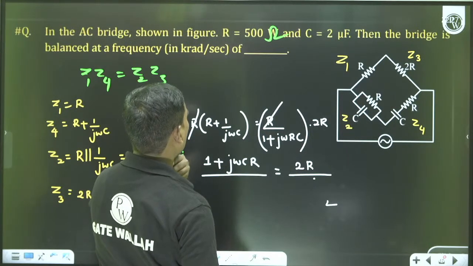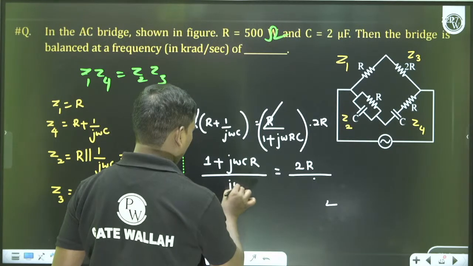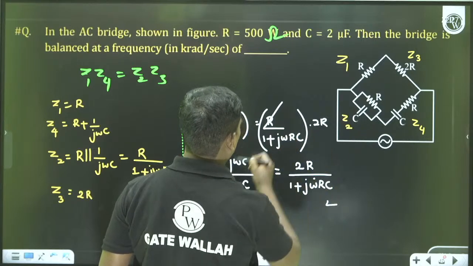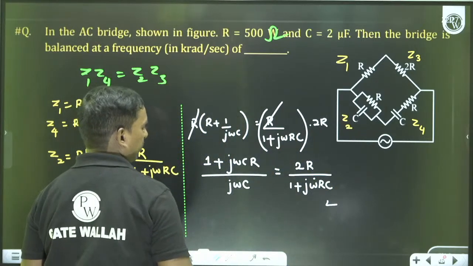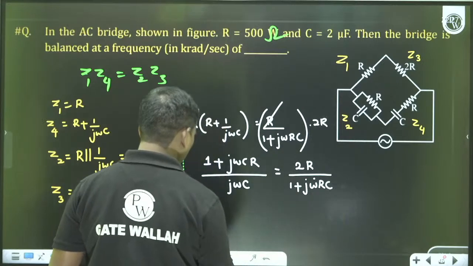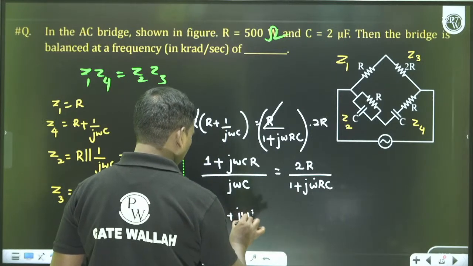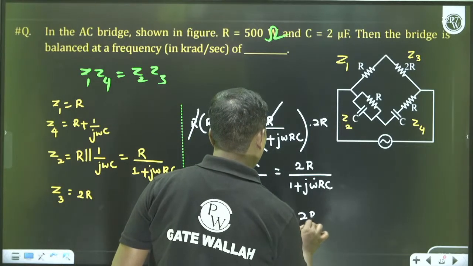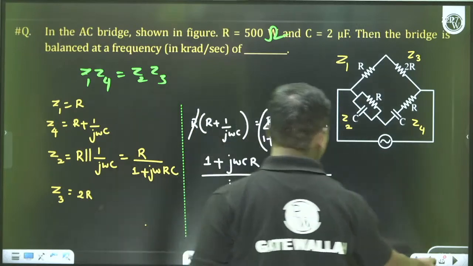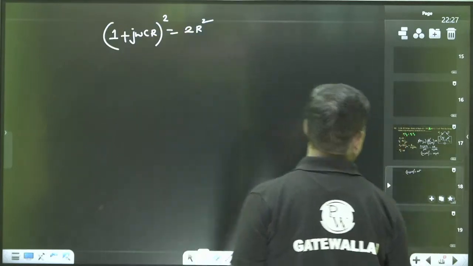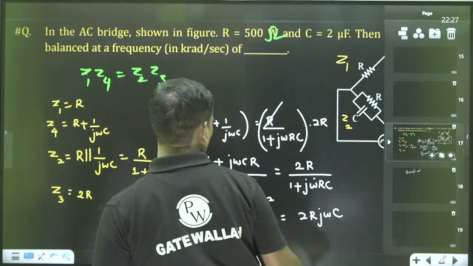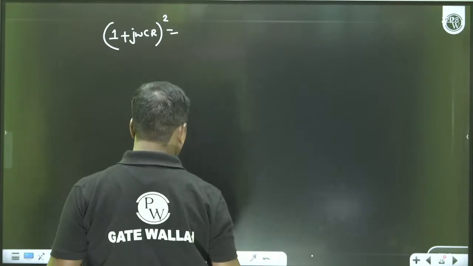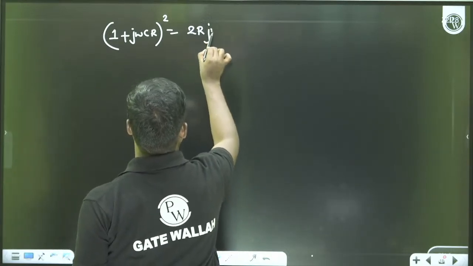Okay, so RR gets cancelled. R plus 1 plus j omega CR by j omega C. This is 1 plus j omega C, 1R gets cancelled. So what are you going to get? 1 plus j omega RC whole square is equal to 2R j omega C.